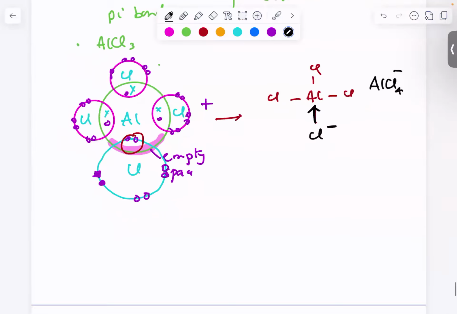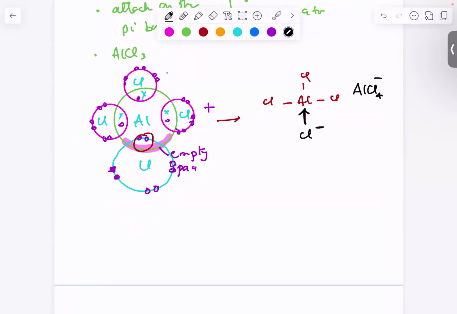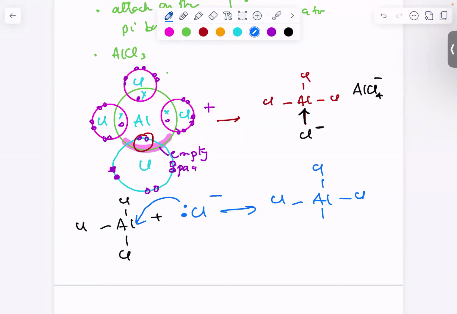So I have shown you with the dot and cross diagram. However, in your book it is not given, but in most of the books it is given like this: Cl negative, then this one, and then they show the attack on this, and then they make AlCl4. Then they write this, and the whole thing has a negative one charge.